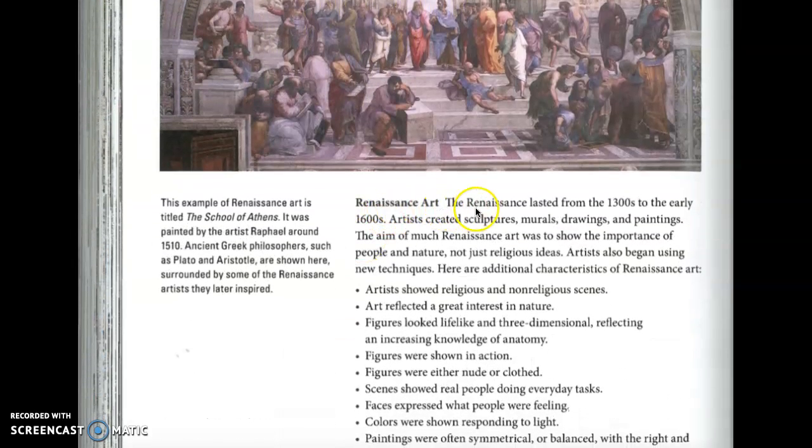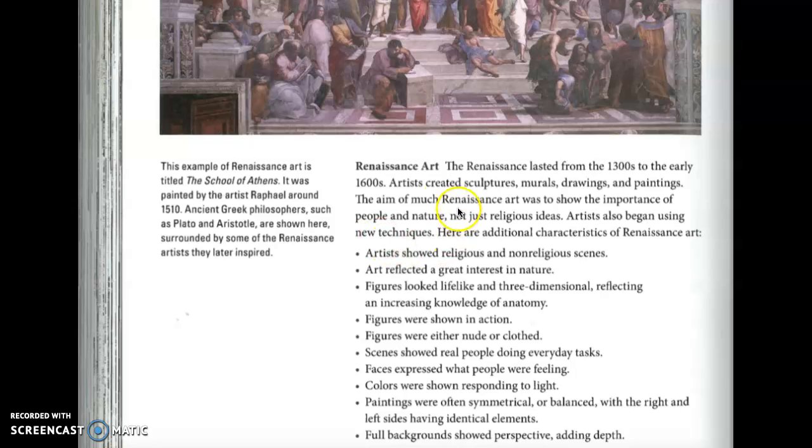Renaissance art. The Renaissance lasted from the 1300s to the early 1600s. Artists created sculptures, murals, drawings, and paintings. The aim of much Renaissance art was to show the importance of people and nature, not just religious ideas. Artists began using new techniques. Here are additional characteristics of Renaissance art. So right here we have our goal. It's to show the importance of people and nature and religious ideas.